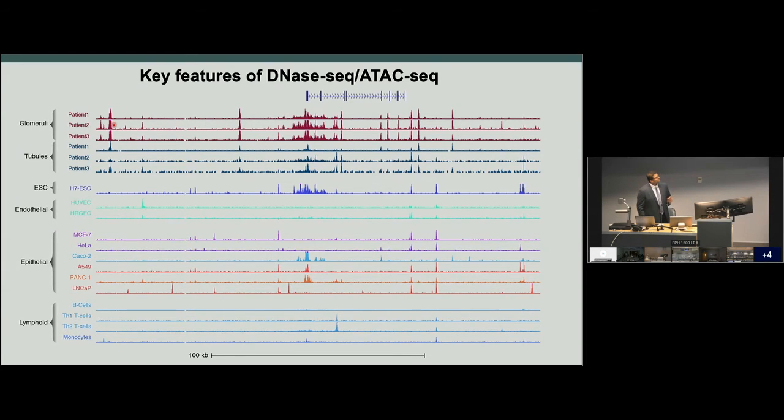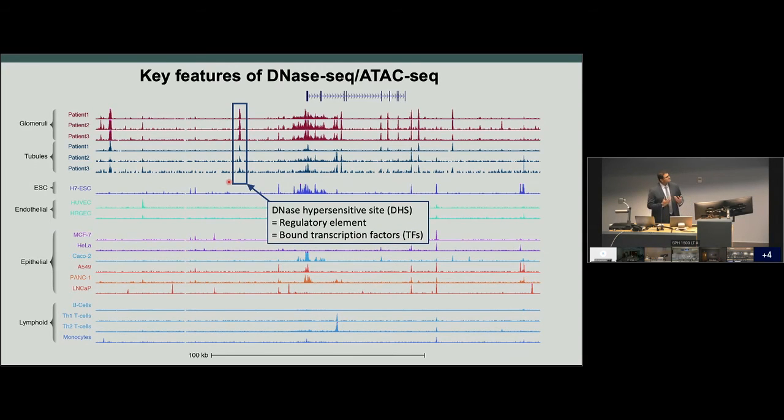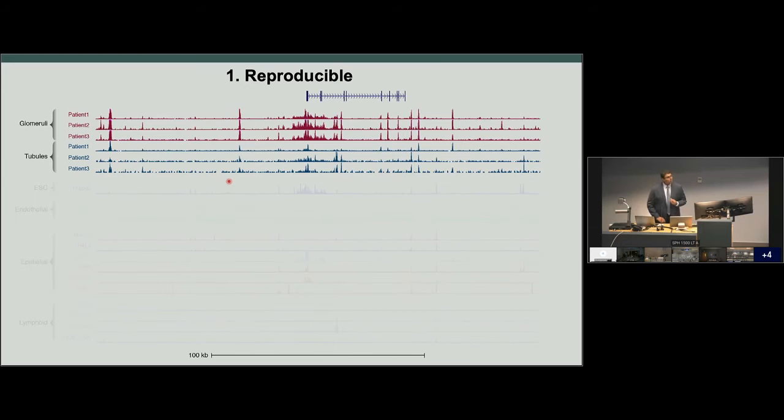So what are some of the key features? These little peaks are known as DNase hypersensitive sites. For this talk, we're going to say that these are equivalent to some kind of gene regulatory element or enhancer element, if you will. This is an element that has some information that is controlling genes that may be nearby or far away. One of the key features is that if properly executed, these can be extremely reproducible maps from patient to patient.